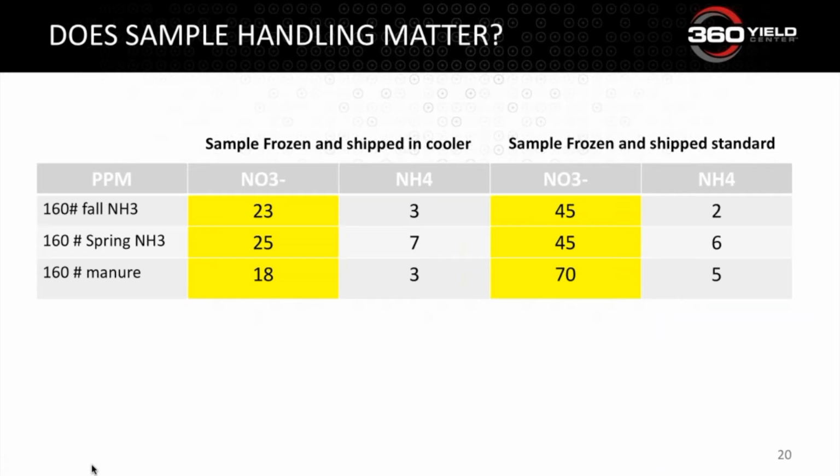And I'll be really candid with you, I was really surprised. Back to my axiom: every day I live, I learn how dumb I was the day before. I was really surprised by these results. Where we froze the sample and just shipped it UPS standard, the nitrate results, again, same sample, same lab, were almost 2x. And interestingly, if you look at the third line, there was a fall anhydrous, a spring anhydrous, same rates, and then manure. It was accentuated even more in the manure sample.